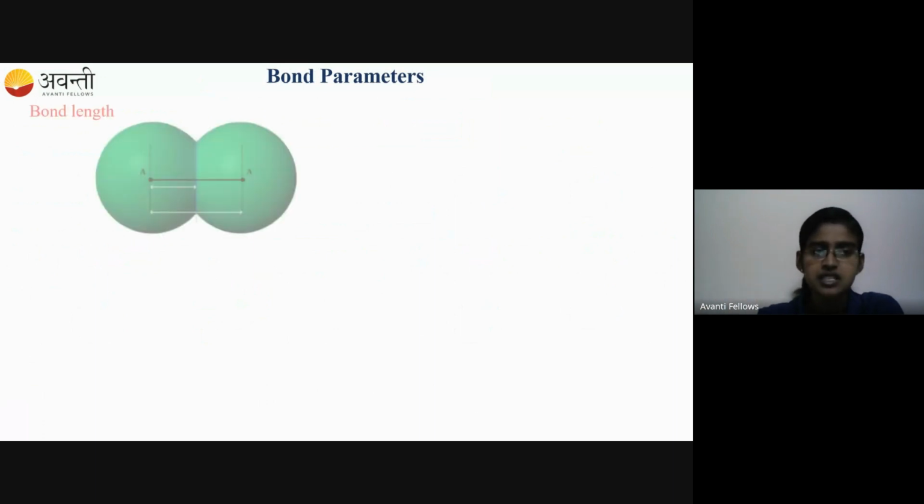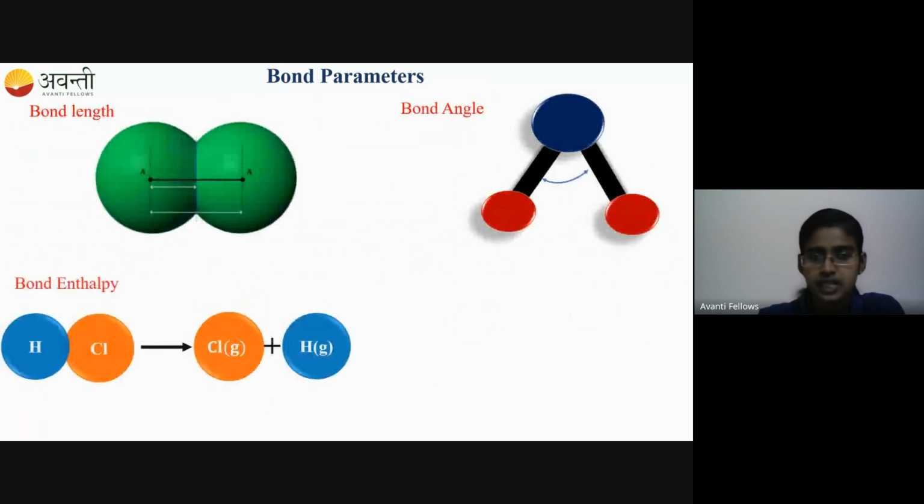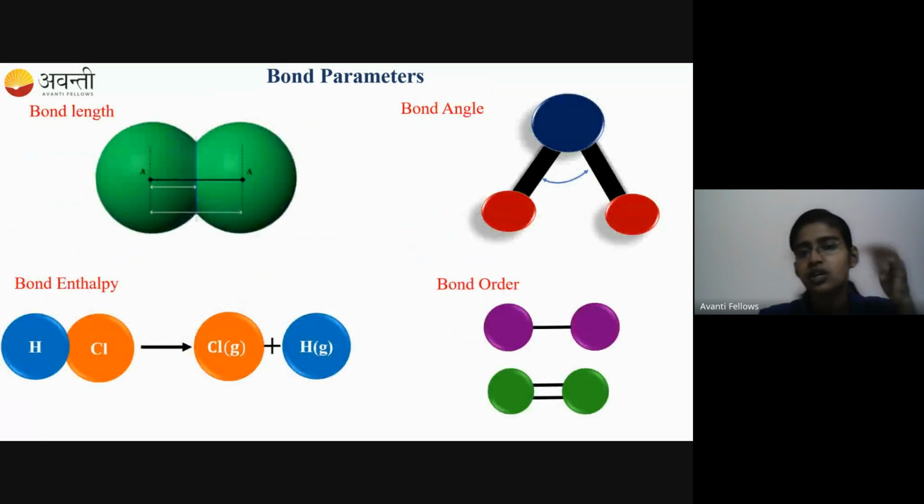The first is bond length. The second is bond angle. The third is bond enthalpy, and the fourth parameter is bond order. From the picture itself, you might have understood what I'm going to tell about each of them. But still we will discuss in detail one by one. So we'll start with bond length.